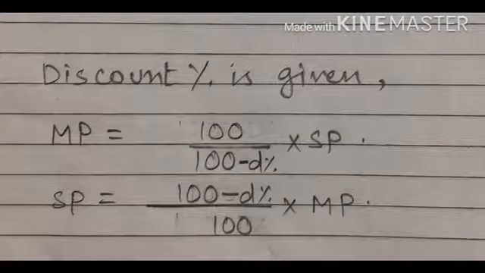See, this is a formula that is not given in your book. When the discount percent is given, you can use this formula. MP is equal to 100 upon (100 minus discount percent) multiplied by selling price, and selling price is equal to (100 minus discount percent) upon 100 multiplied by MP, meaning the marked price. This basically saves your time while calculating your sums. So these formulas are important, and you can use them to save your time.